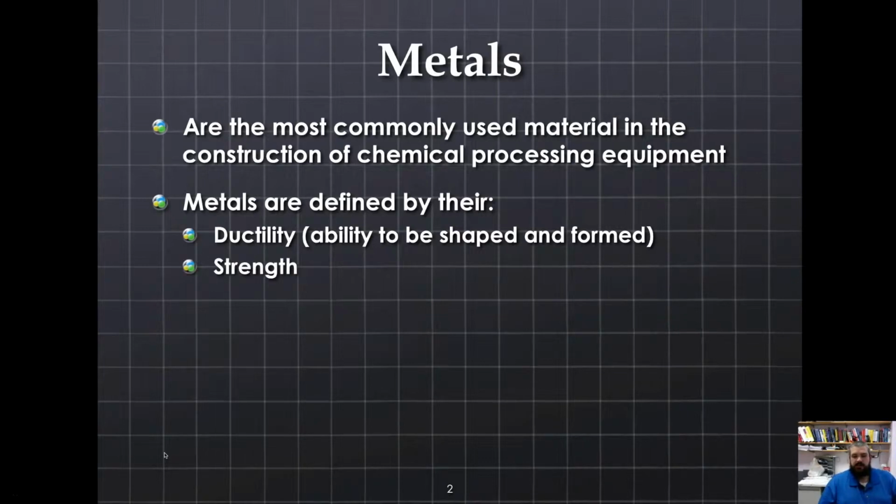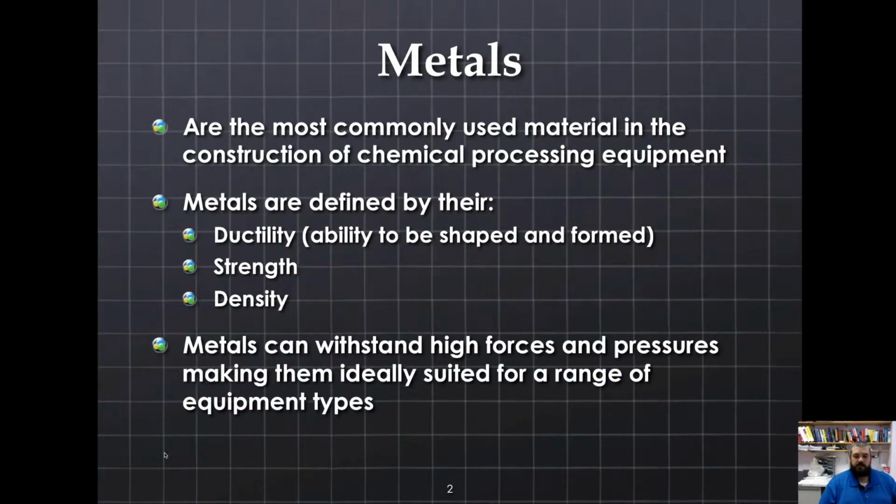At the same time, metals are also very strong, so their ability to withstand forces is quite good. They are fairly dense, so high weight or mass per unit volume. The main characteristic why these are so good is that they can withstand high forces and high pressures, and they can be used for a wide range of different types of equipment as a result. And because you can form them, you can get whatever shape you want for your equipment.